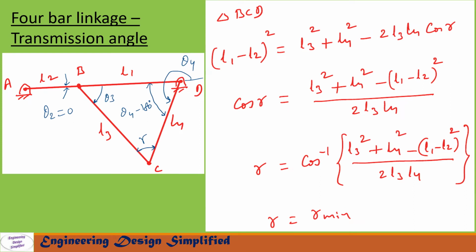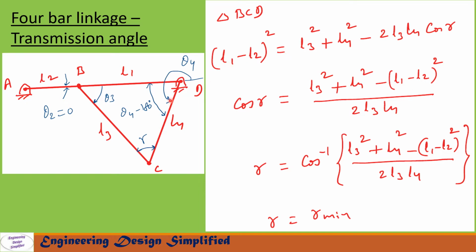To calculate minimum transmission angle, it will occur when theta 2 is 0. In this case, we get a triangle BCD. This side has length L1 minus L2, this is L3 and this is L4. In this triangle, let us call this angle theta 4. If this is theta 4, then this angle will be theta 4 minus 180 degrees, and this angle is theta 3, this is gamma. Let us apply cosine rule for this triangle BCD.